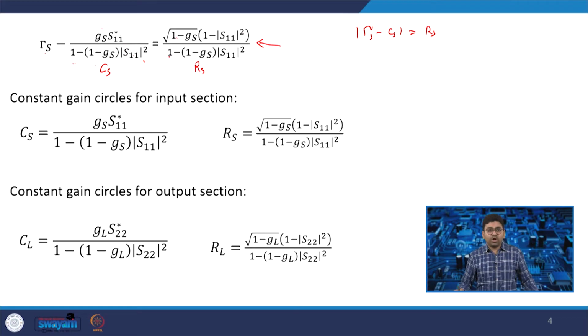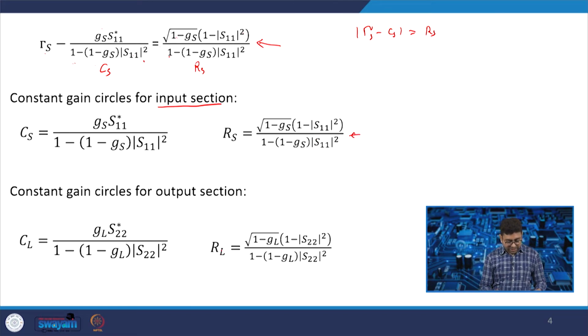So, you can have constant gain circles for the input section, that is the source side, which is given by Cs equal to Gs S11 conjugate by 1 minus Gs S11 square. Here, if you put Gs equal to 1, this term will be 0, so your center will be at S11 conjugate only, it is a single dot, and your radius is also 0. So, this is at the source side.